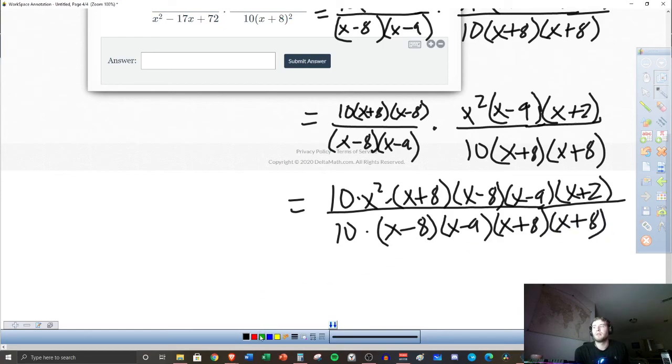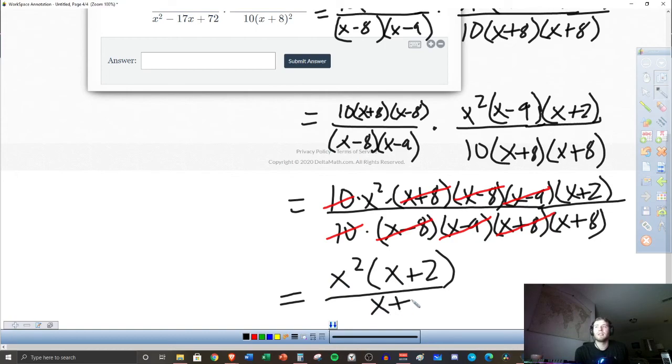We're going to cross through the ones that are the same. So 10, x minus 8, we have an x plus 8. We're only going to get rid of one of them though. Okay, so don't mark both of them, just one for one. x minus 9, x minus 9. And what we're left with is x squared times x plus 2 over x plus 8. And this should be the correct answer.